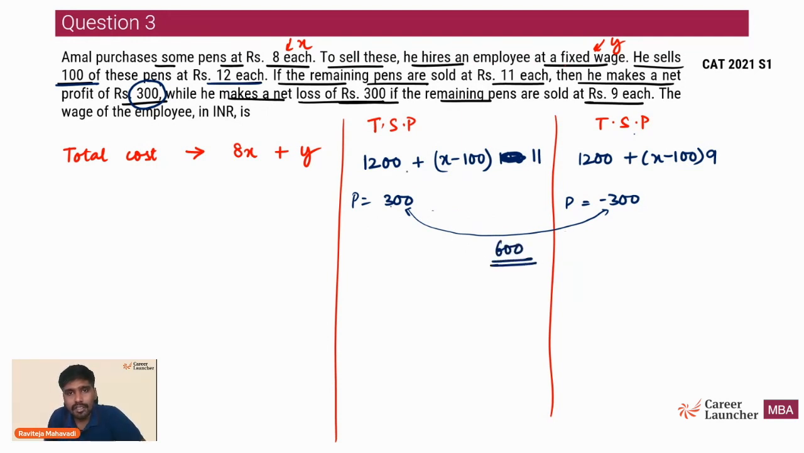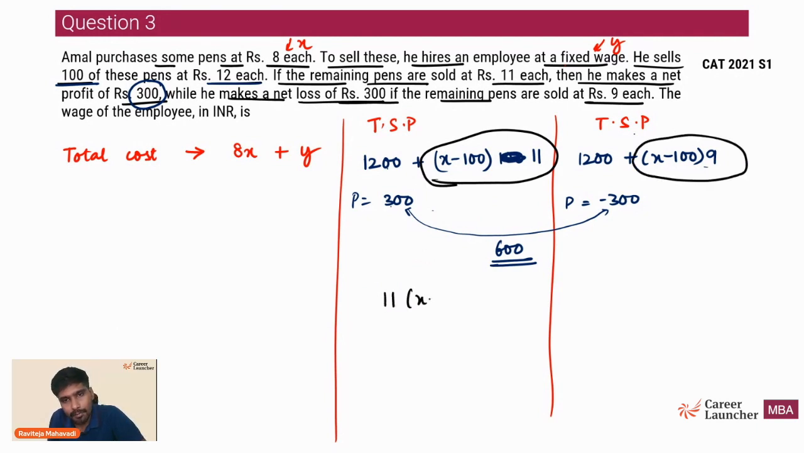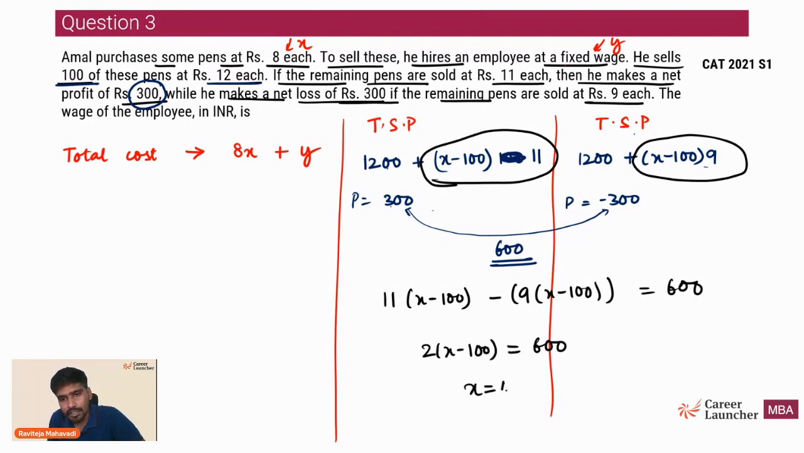That means the difference in the total selling price. What is the difference in the total selling price? 11 into (x minus 100) and 9 into (x minus 100). So 11 into (x minus 100) minus 9 into (x minus 100) is equal to 600. That is what we can infer. So 2 into (x minus 100) is equal to 600. x must be equal to 400.